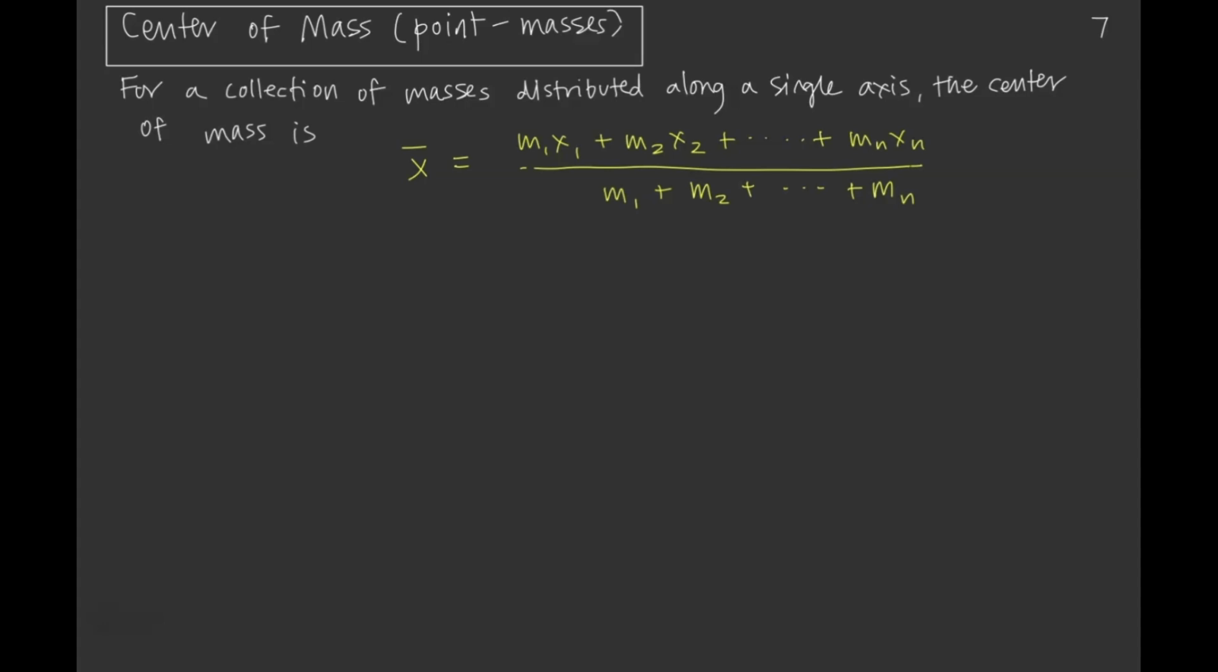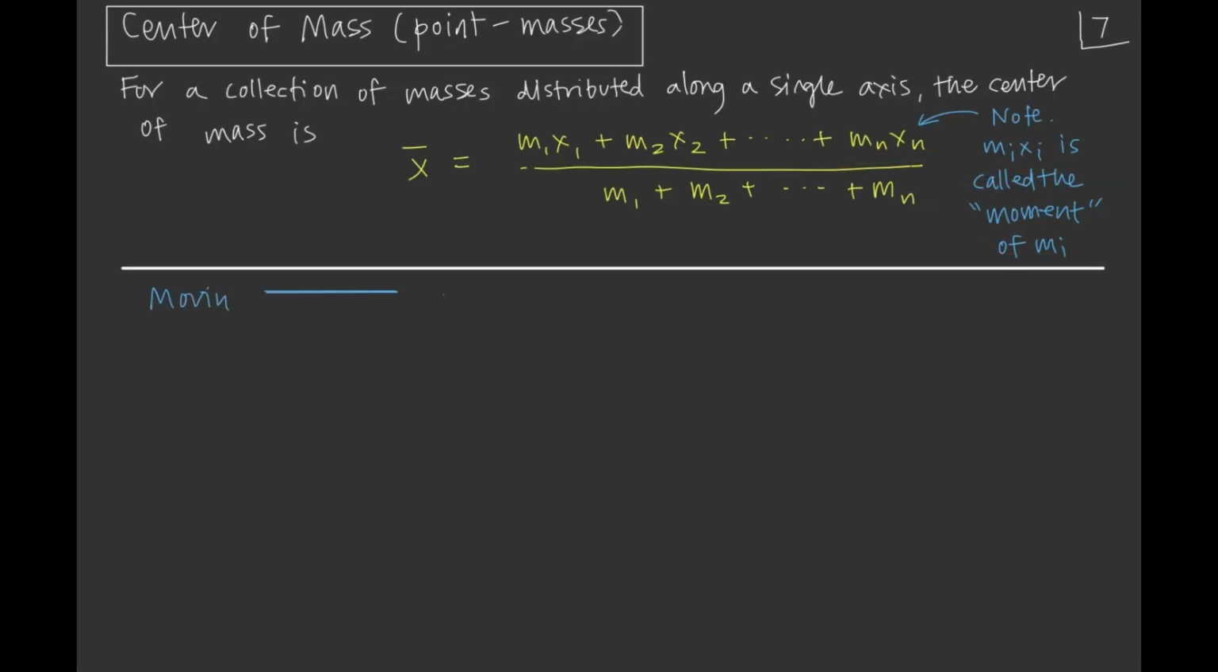I will tell you that this expression, m_i times x_i, has a name in physics. It's called the moment of the mass m_i. So if you see that word, the moment, it's the mass times the position of that certain mass. Then we want to explore moving from these point masses, these books on a shelf, to density distributed continuously.